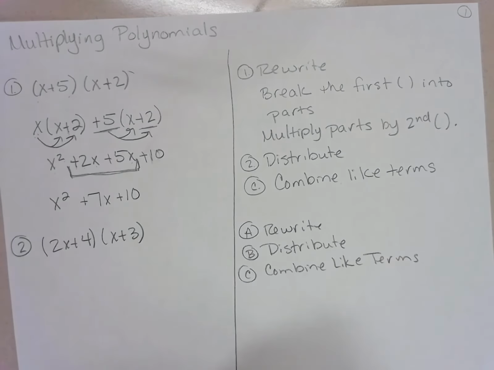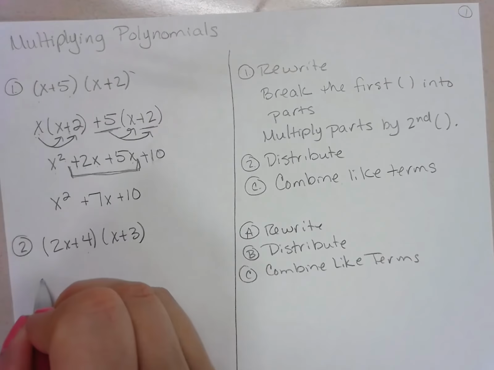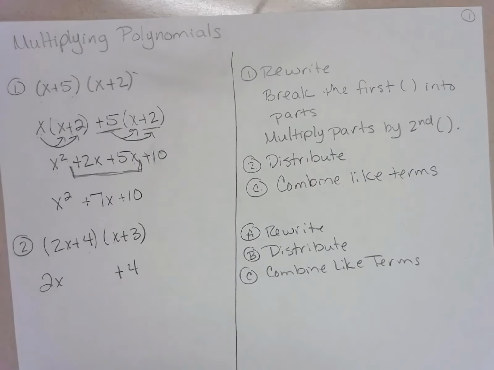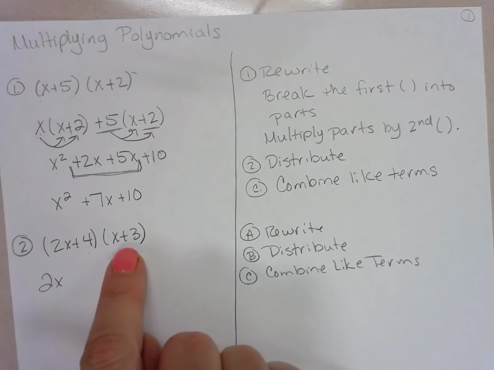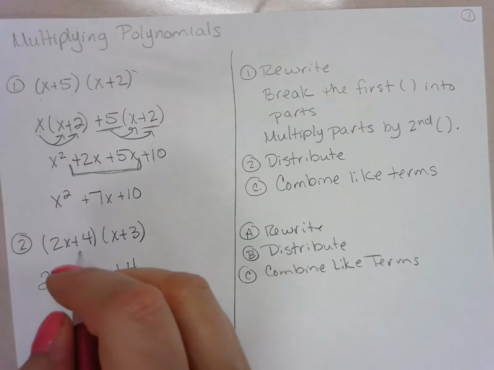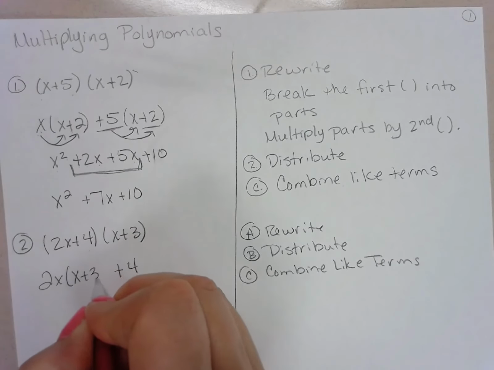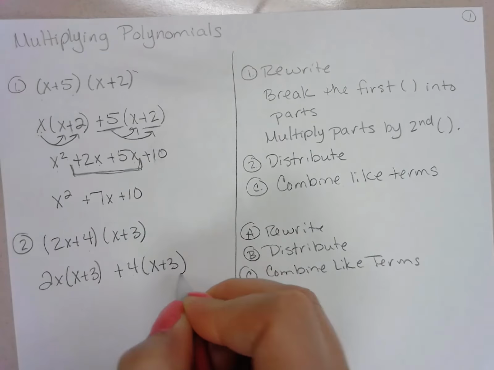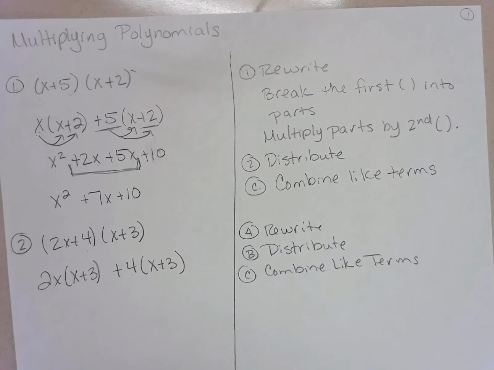So let's rewrite first. We're going to take this 2x plus 4 and we're going to break it into two pieces, 2x plus 4. And then we're going to multiply those two pieces times that second set of parentheses. So it's going to be 2x times x plus 3 and positive 4 times x plus 3. So we've rewritten the problem.